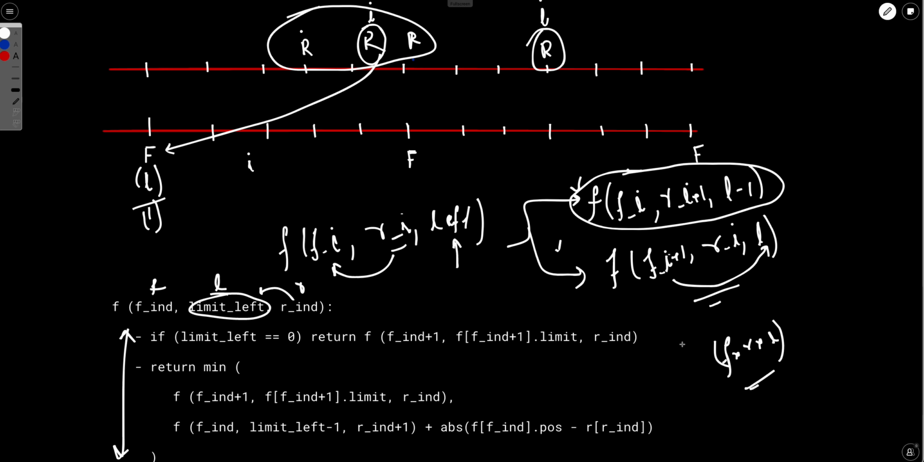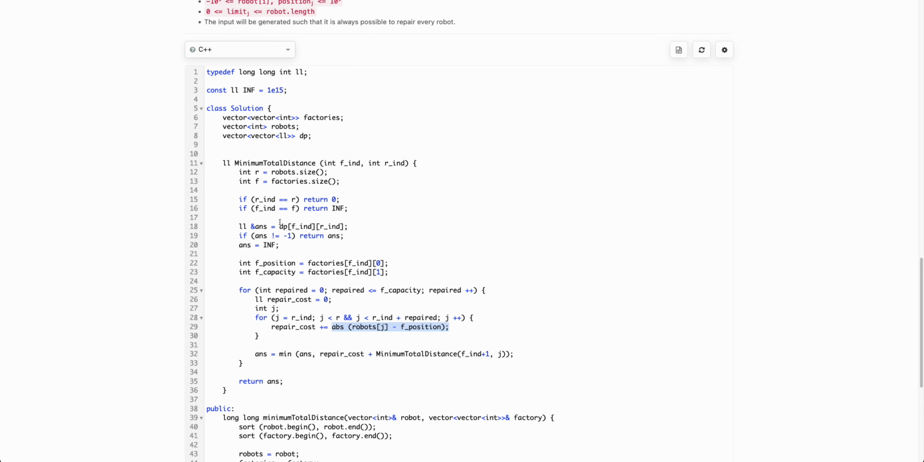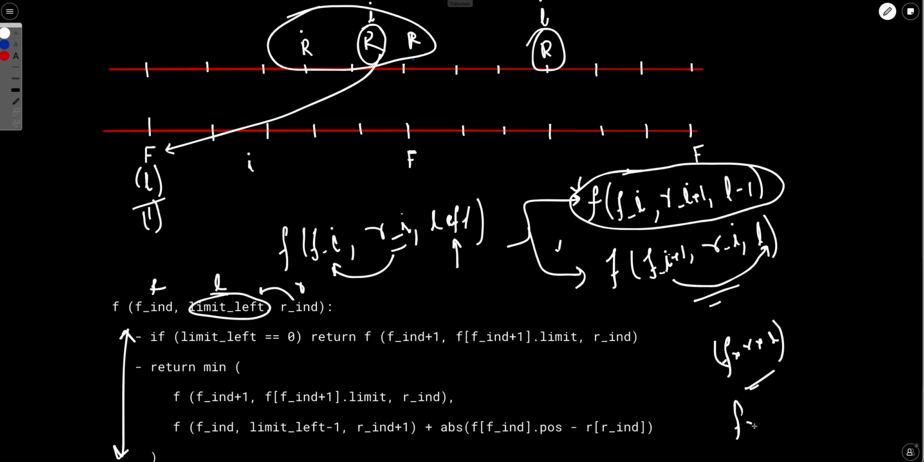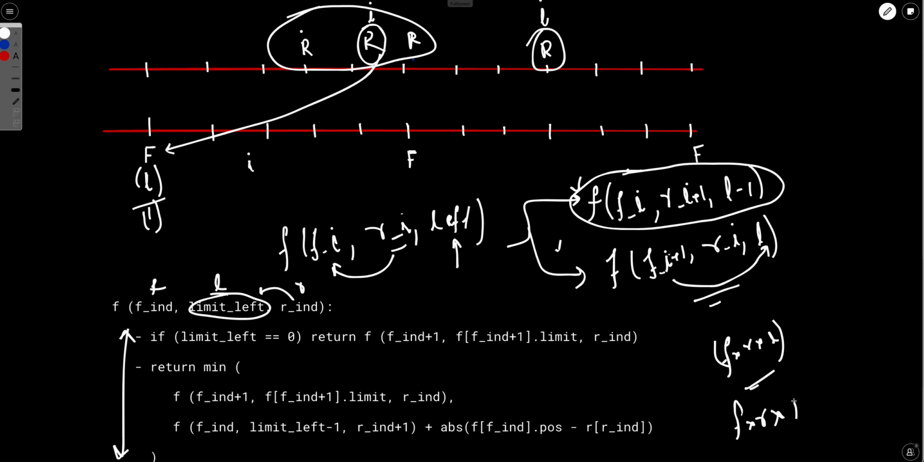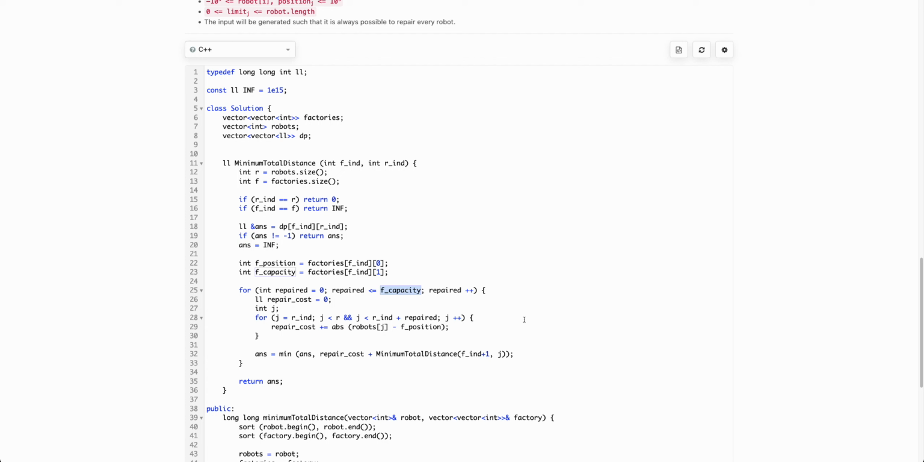And what is the time complexity of the previous approach? If you look at the previous approach, we had these two things, F index and R index, so F and R are there. But inside each state, we are doing two for loops. The first for loop is based on capacity, and the second for loop is again based on capacity, like how many we have taken. So this is L square in the worst case. So this was the complexity previously, and this is the complexity now.